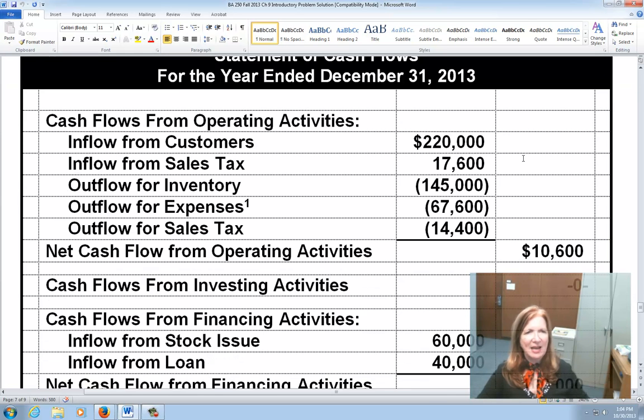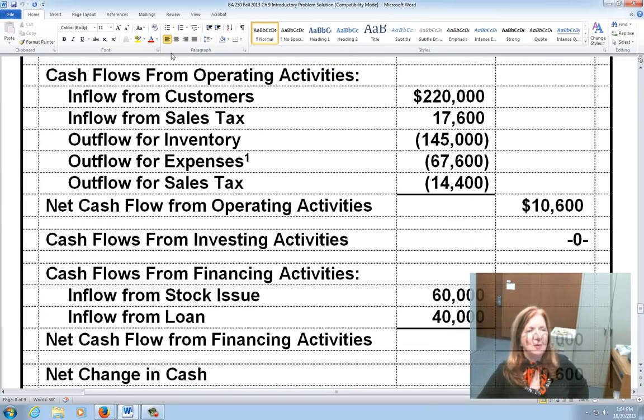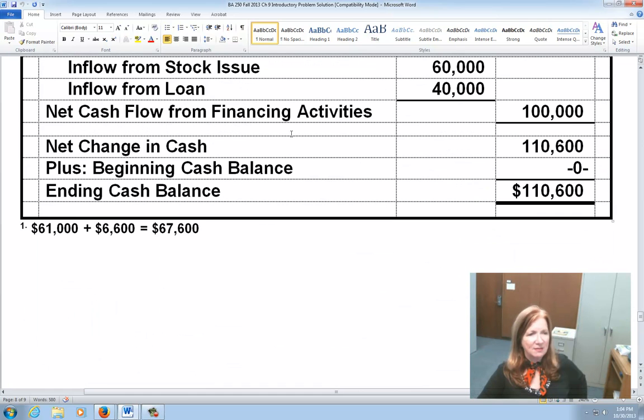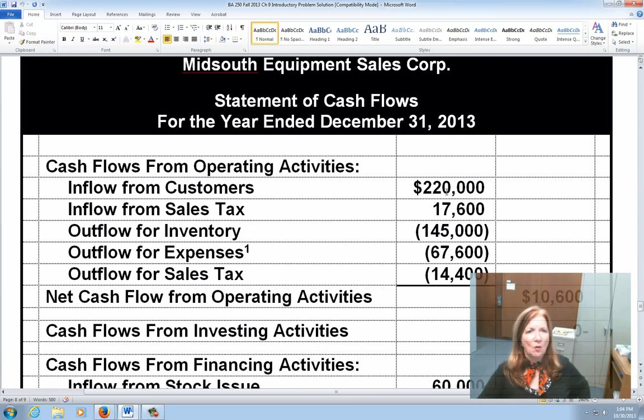And then we have the cash flow statement. So we have the company name, the cash flow statement for the year ended, and we have cash flows from operating activities. And so we have inflows from customers and inflows from sales tax. As we look down here for those two amounts, those would come straight from the T accounts. We could just go straight to the T accounts and find these two amounts where customers bought their goods for cash.